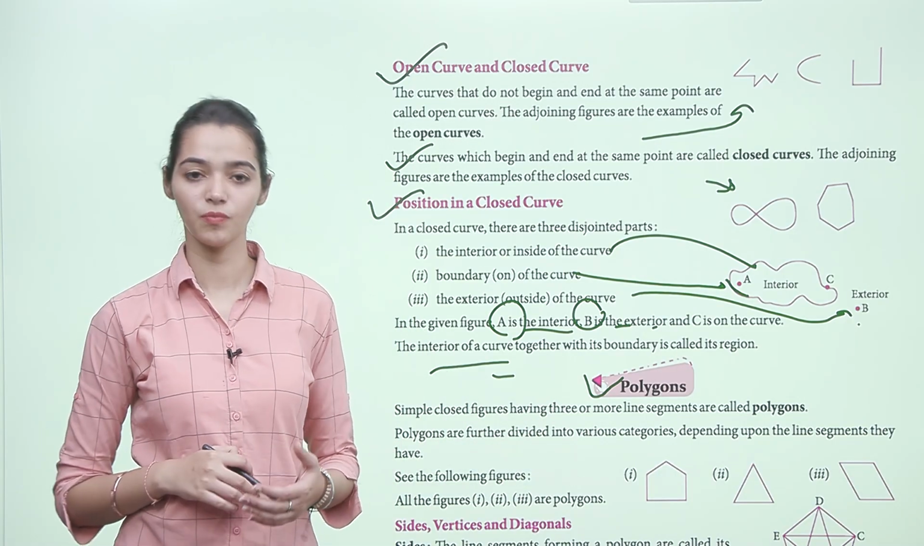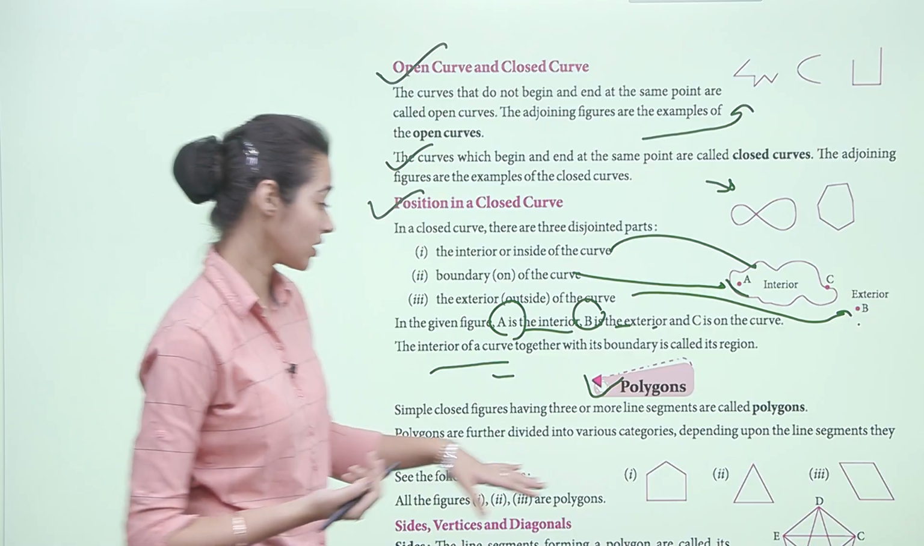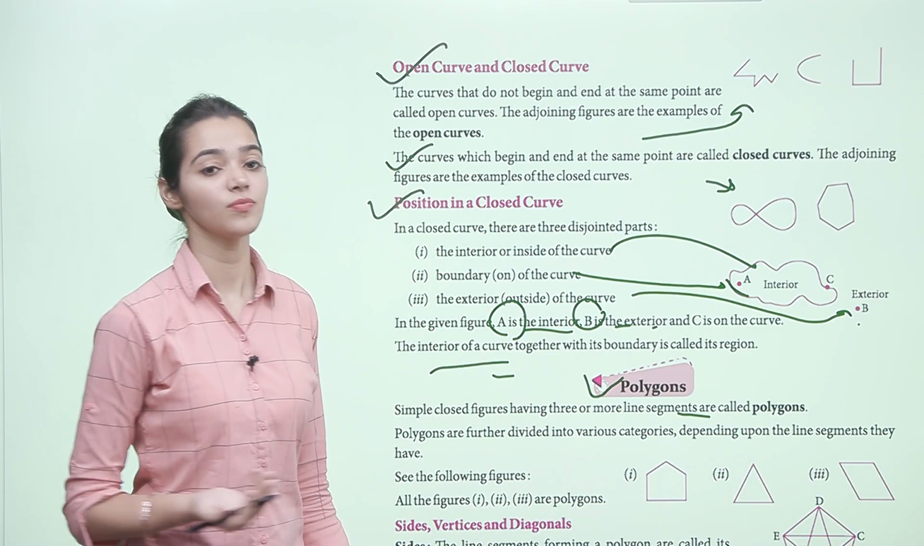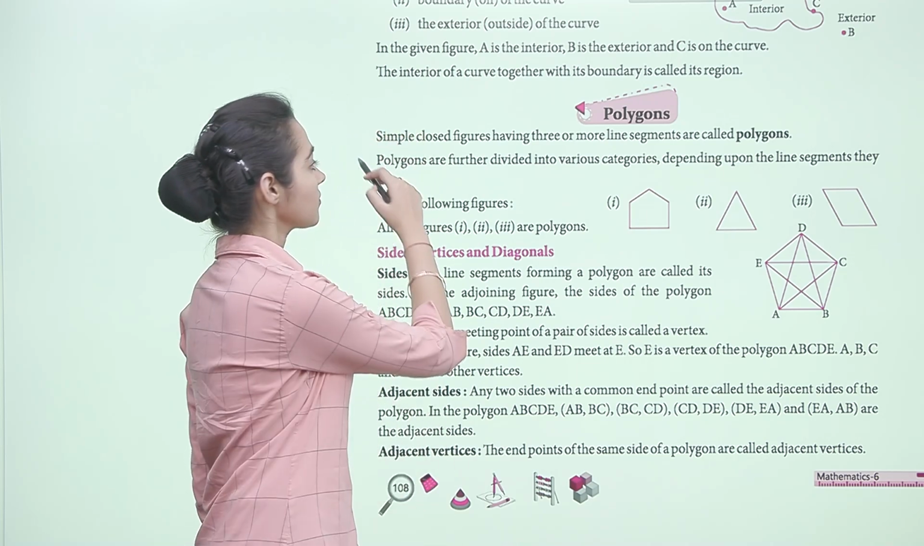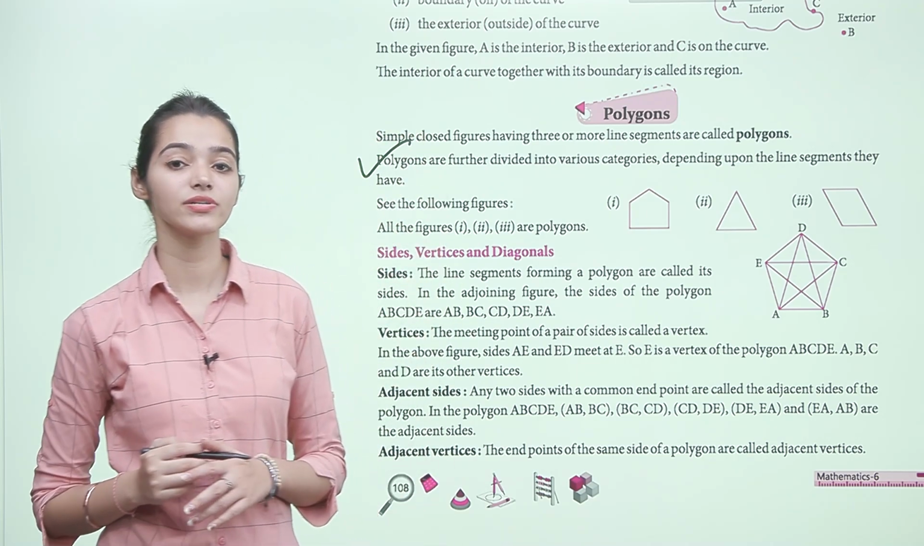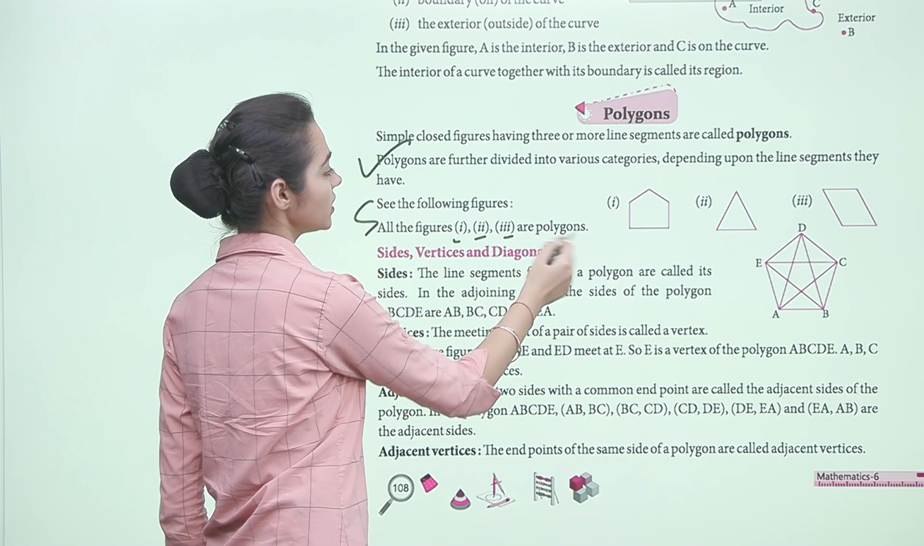Now let's start with polygons. Simple closed curves made of line segments are called polygons. Polygons are further divided into various categories depending on the number of line segments they have. Now see the following figures: figures 1, 2 and 3 are polygons.